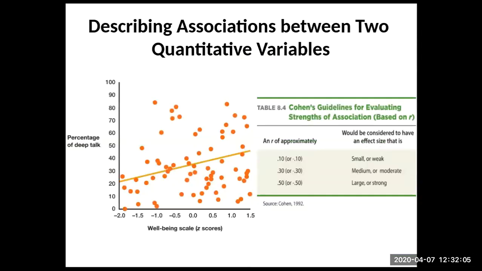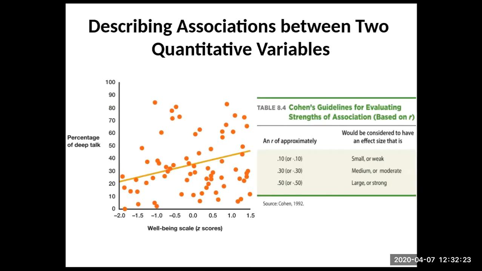So looking back to that same first graph of percentage of deep talk and well-being scale, you can see that the line is increasing as you go from the left side to the right side, from negative well-being to positive well-being, which shows a positive correlation. What the correlation is, I don't know.